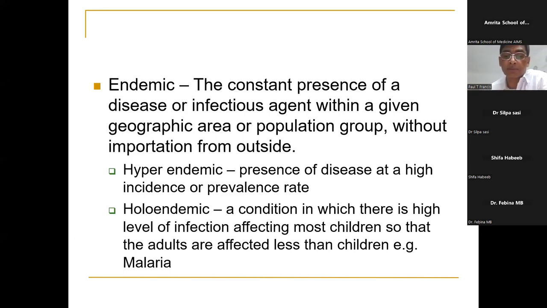Holoendemic is a condition in which there is a high level of infection affecting mostly children, so that the adults are less affected. One example would be malaria. Most of you may not need all these hair-splitting terms, unless you are into public health or in charge of some department, let's say the health department. But for clinicians, I don't think it is necessary to know what is hyperendemic and holoendemic. But if you know that a disease is endemic, you will keep it in mind as one of the differential diagnoses. That is important.